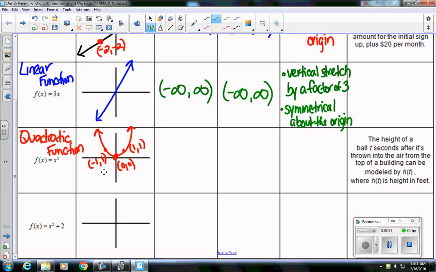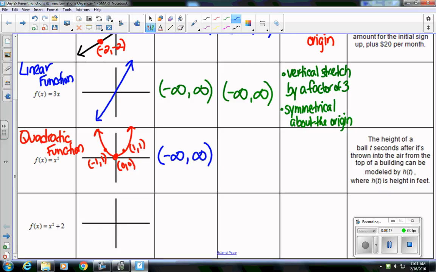So let's take a look at our domain for this function. We have arrows pointing in both directions, but they are both facing up. So domain is x. How far left does it go, and how far right does it go? Those arrows are pointing on the left towards negative infinity, and on the right towards positive infinity. So our domain is all real numbers.